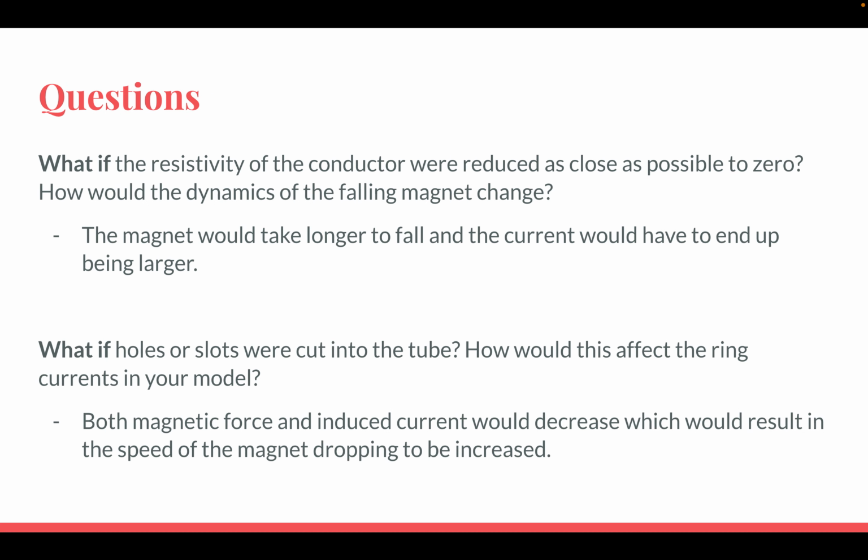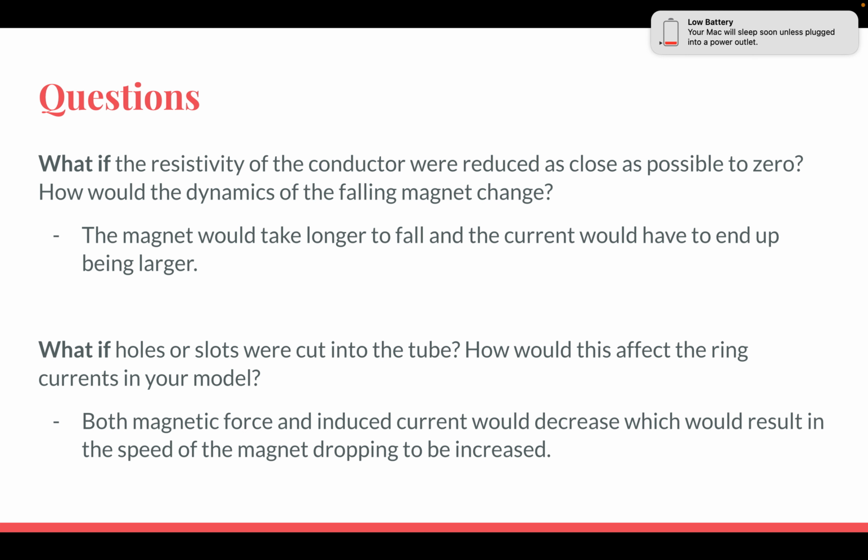So the what if questions included the resistivity of the conductor and how the net dynamics of the magnet that was falling would change based on the resistivity being reduced. So the magnet would in turn take longer to fall, and the current would have to end up being larger. And this is if the resistivity was reduced as close as possible to 0.